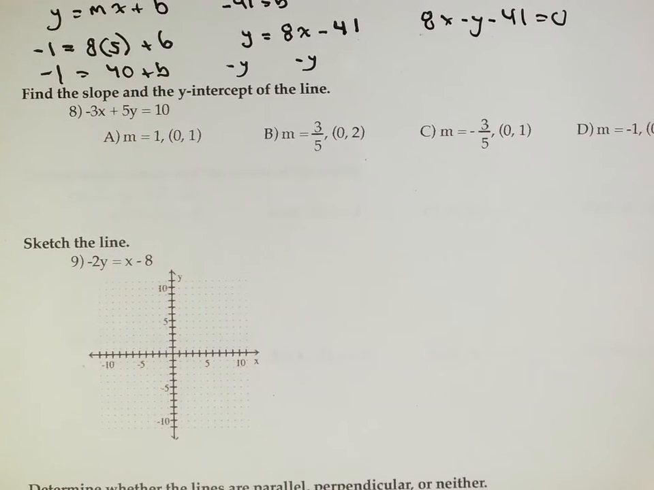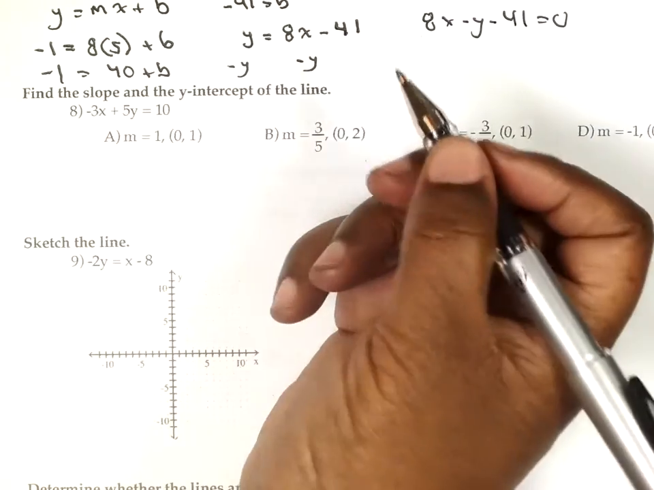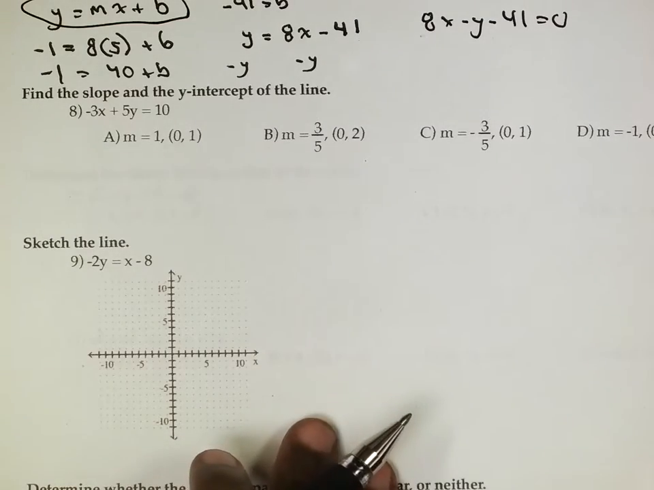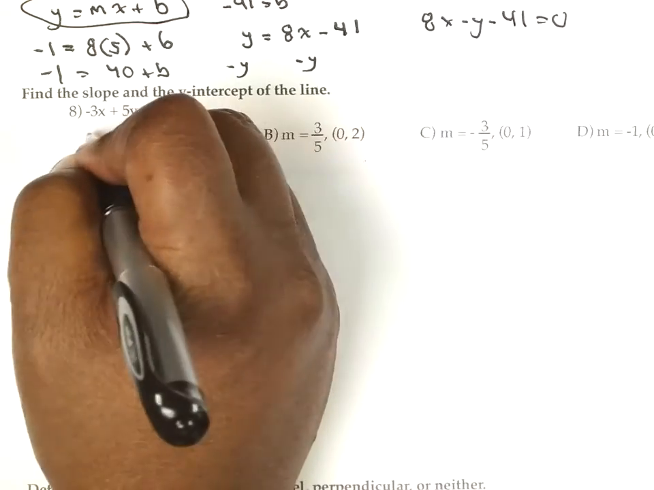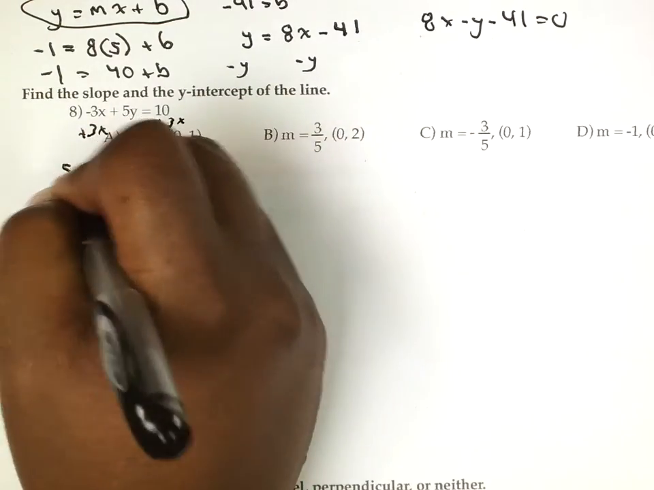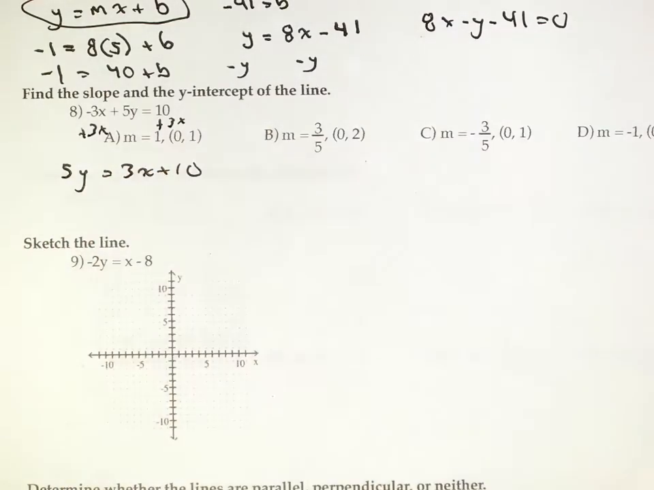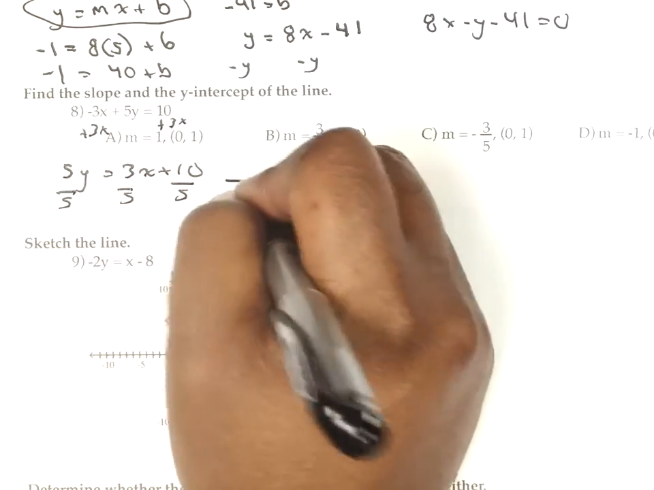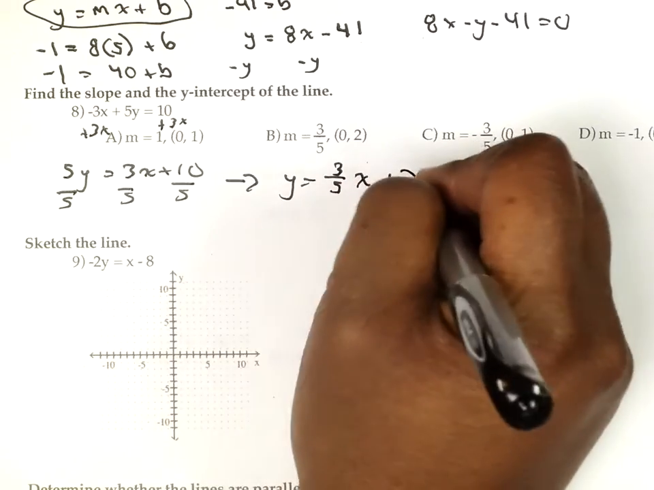Right? Number 8, we want to find the slope and the y-intercept of the line. It's not in slope-intercept form. I want it to be in that y equals mx plus b form. So I'm going to solve this for y. First thing I'm going to do is just add 3x to both sides. And I get 5y equals 3x plus 10. And then divide by 5 every single term. And we get y equals 3/5 x plus 2.